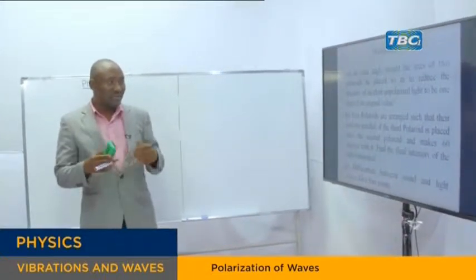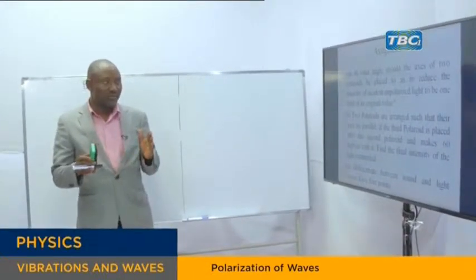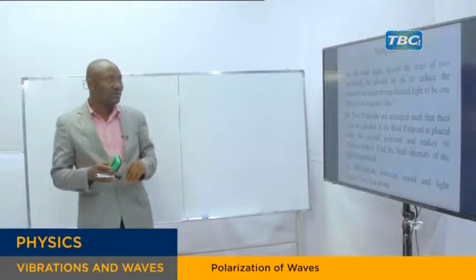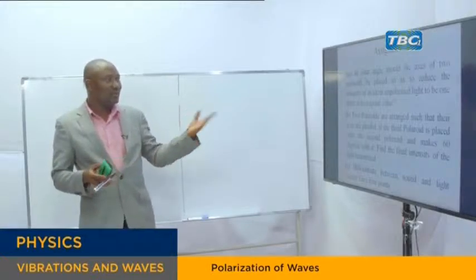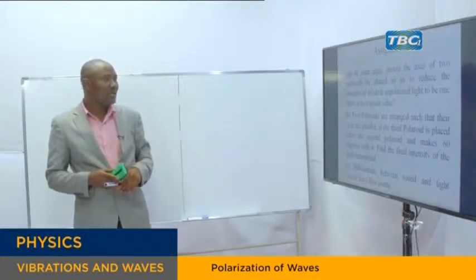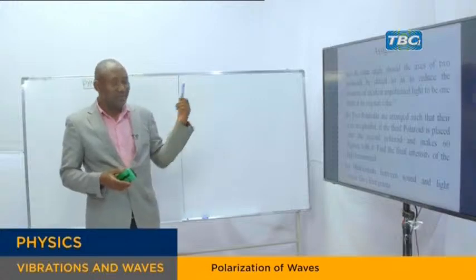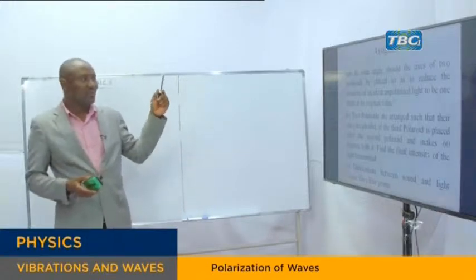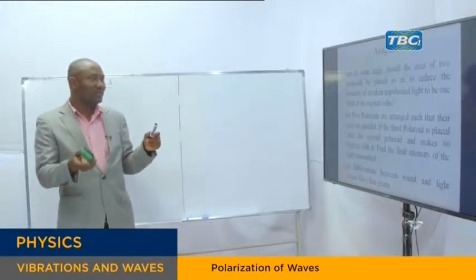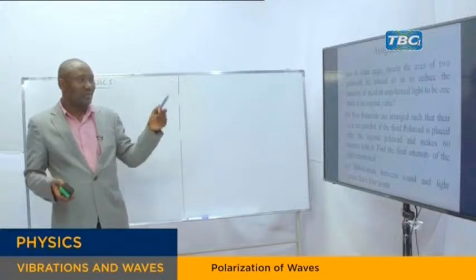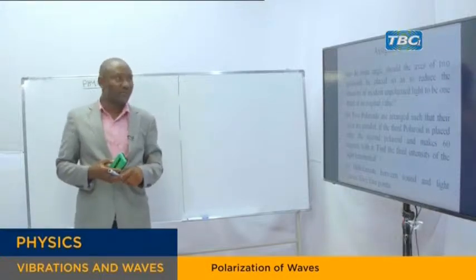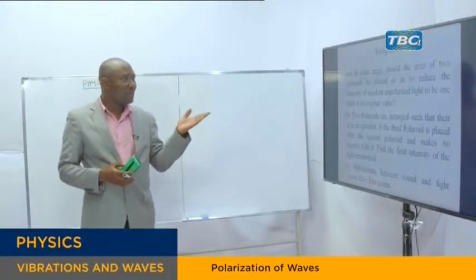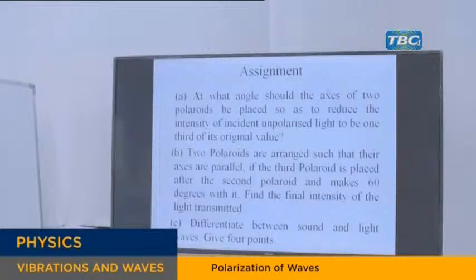We are looking at what angle we should make these two polarizers, which are oriented, we don't know how, so that the intensity, which we know from our discussion decreases when the angle increases, when it rotates, until it is 0 when the two axes are at right angles. So how do you find that angle? Step number 1, you draw the diagrams.